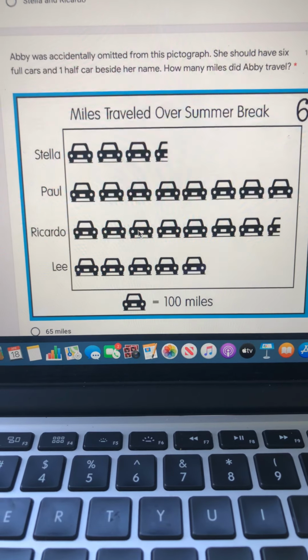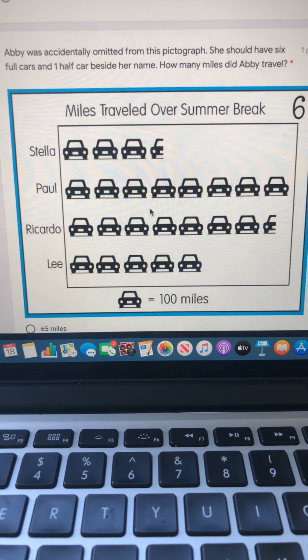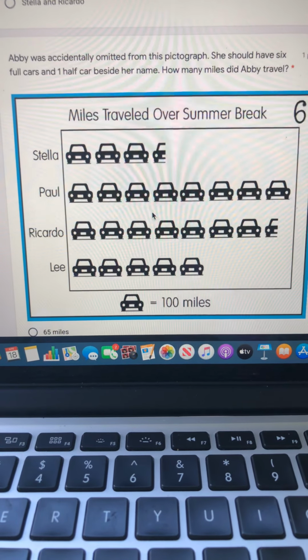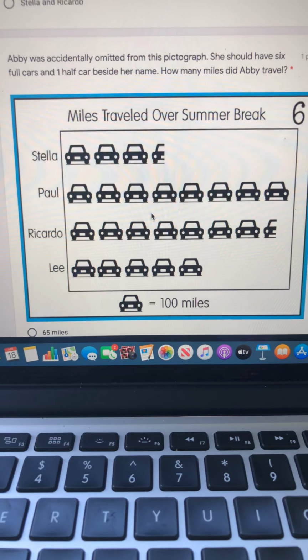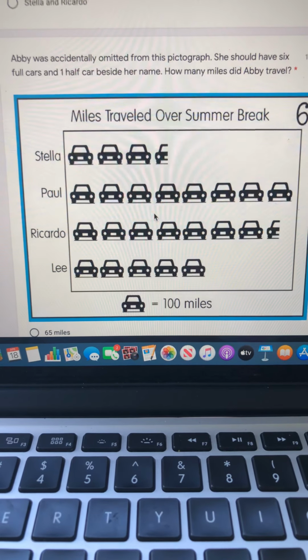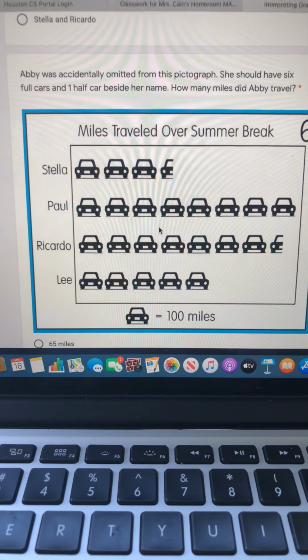All right, so the next question uses the same graph. And the question is, Abby was accidentally omitted from this pictograph. She should have 6 full cars and 1.5 car beside her name. How many miles did Abby travel?